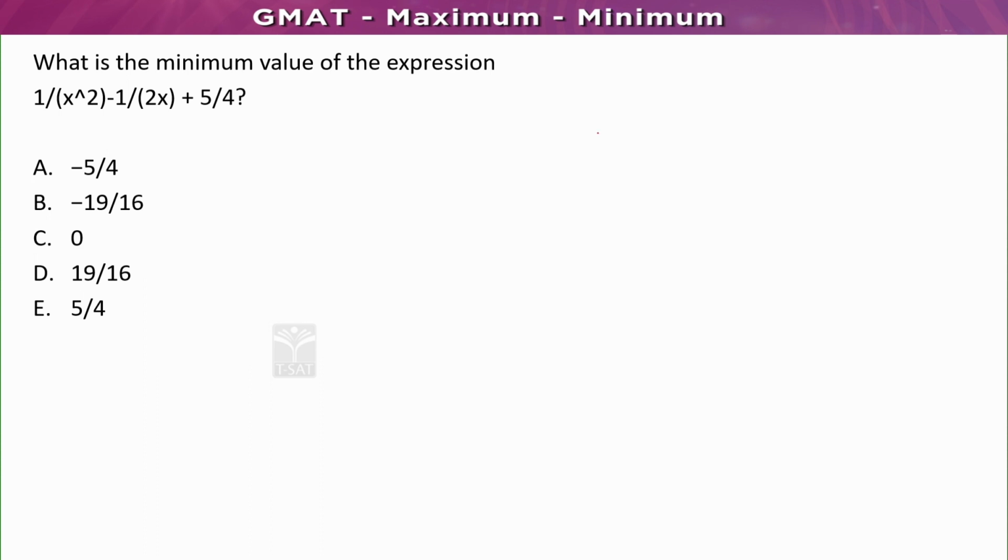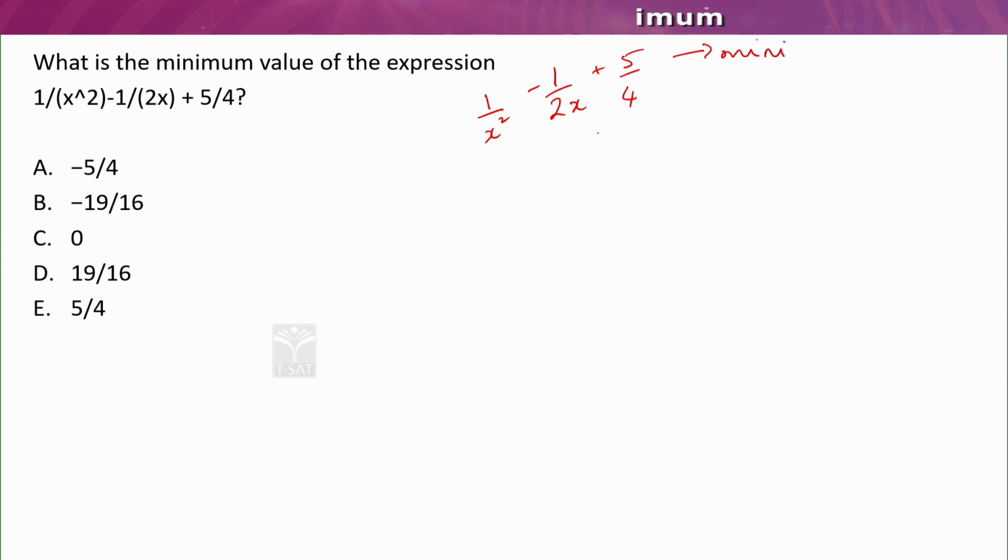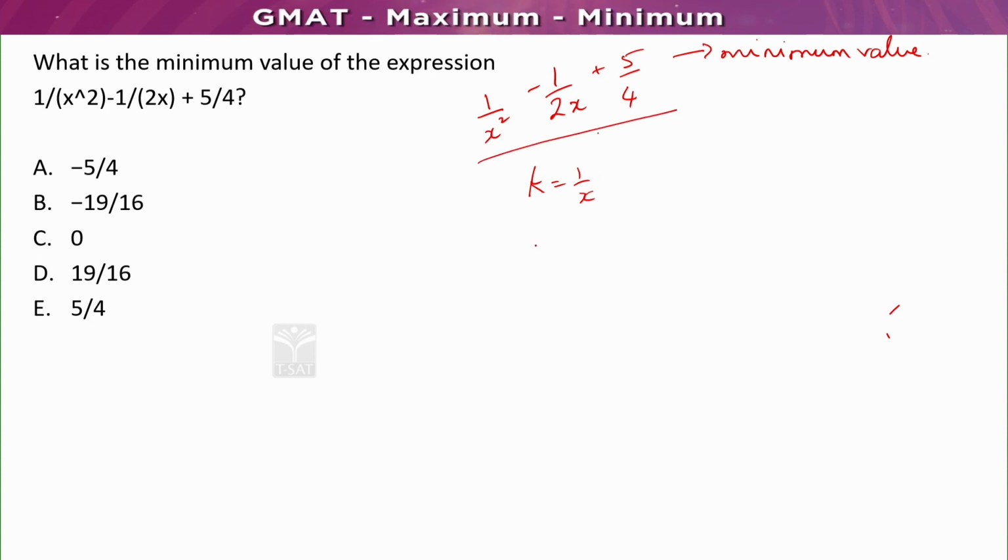The expression that's given to us is 1 by x square minus 1 by 2x plus 5 by 4, and we need to find the minimum value. So let's say some constant k is equal to 1 by x. Then how can you rewrite this equation? It is 1 by x square, that means it is k square, minus 1 by 2x, that is 1 by 2 into 1 by x, that is k, plus 5 by 4.